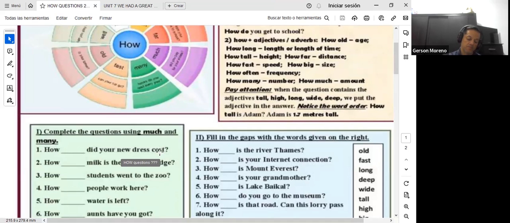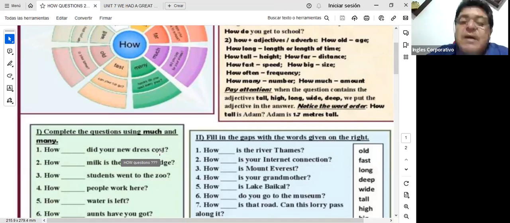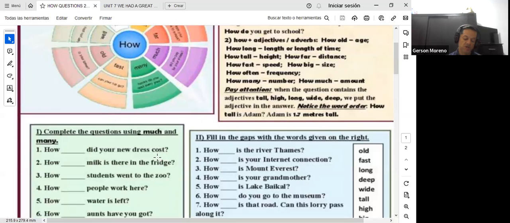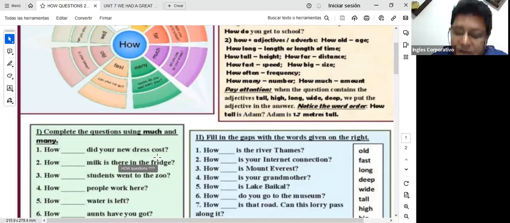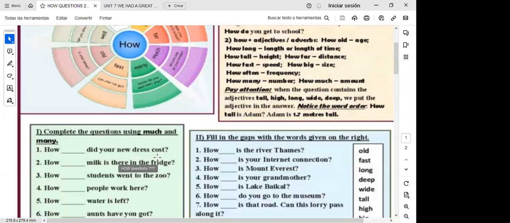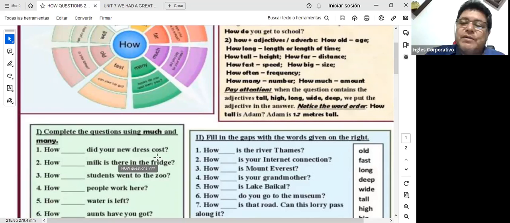It says, how much did your new dress cost? How much did your car cost? Money is uncountable. Uncountable noun, exactly. And many is countable. Okay, good. That's the difference.